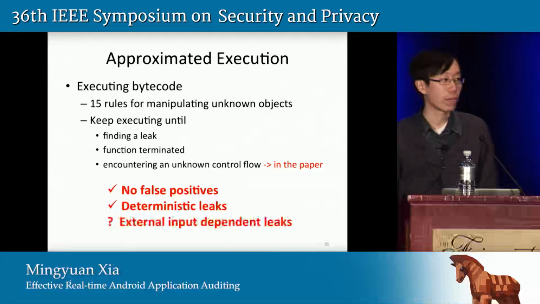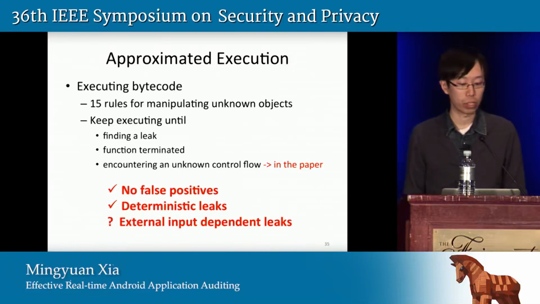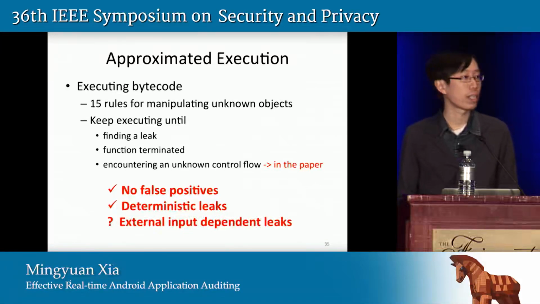The result of the approximated execution engine is, first, it has no false positives because it's actually running this program. It's like dynamic analysis. Every leak we encounter will be true in the real execution. And it can also find 100% of the deterministic leaks. Deterministic leaks means that there are no conditions for those leaks, and most real-world leaks are like that. For external input-dependent leaks, we might or might not find all of them.